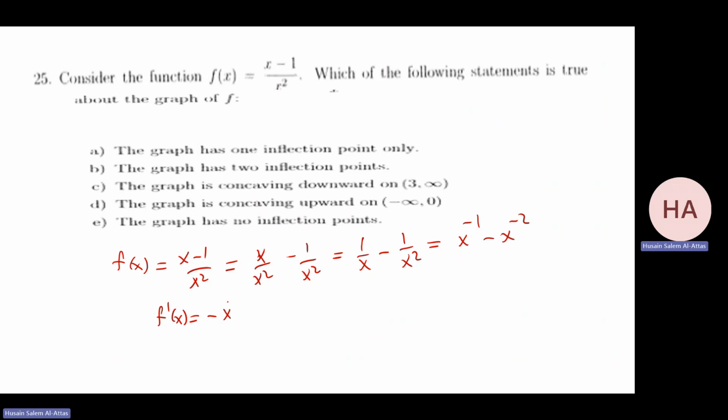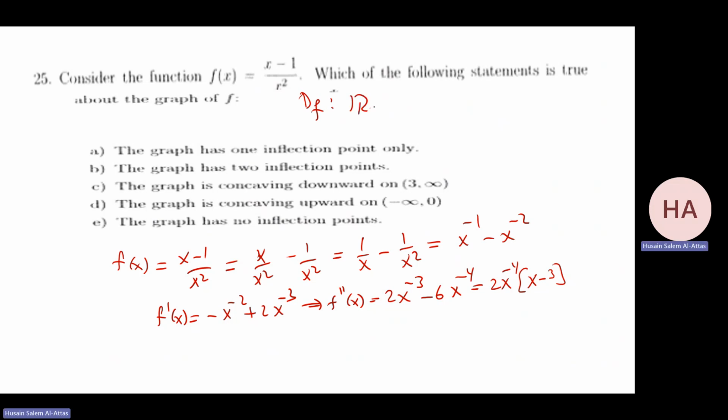F prime is what? Minus x to the minus 2 plus 2x to the minus 3. F double prime will be 2x to the minus 3 minus 6x to the minus 4. So now I can take 2x to the minus 4 as a common factor. I have x minus 3. Yeah, by the way, the domain of the function is all real numbers except 0. So I have a point of discontinuity, which is x equals 0. Okay, here f double prime equal to 0. Very clear, x equal to 3. By the way, this is what works.